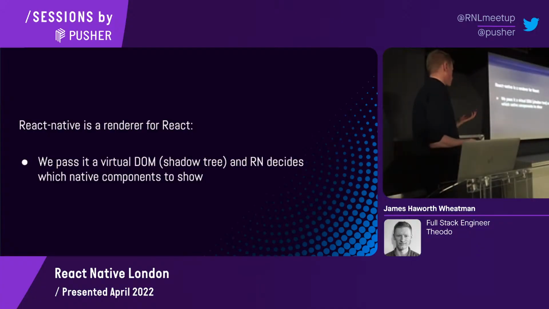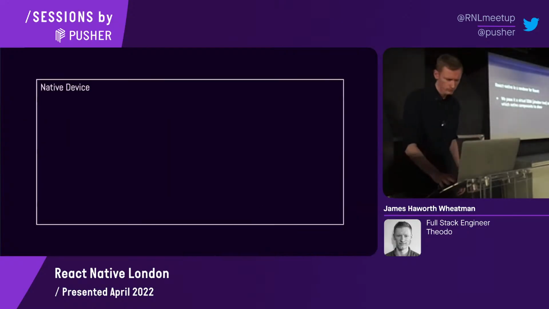So to summarize, React Native is a renderer for React. It's not doing anything magic. We pass it a virtual DOM. In React Native world, we like to call this the shadow tree as well because it sounds cooler. And React Native decides which native components to show. So I suppose it's important to note we are actually rendering real native components exactly as they would be rendered on a regular native project.